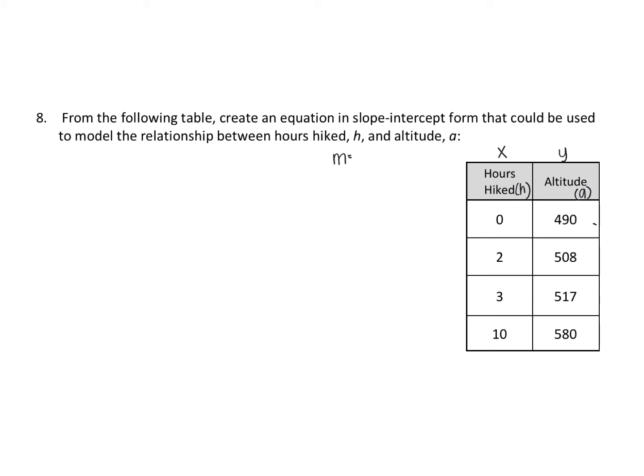To get from 490 to 508, we add 18. And to get from 0 to 2, we add 2. So when I take my change in y, which is 18, and I put that over change in x, which is 2, I get a slope of 9. To find our y-intercept, we look for what our y value is when x is 0, so that's 490. And our equation is then y equals 9 times x plus 490.